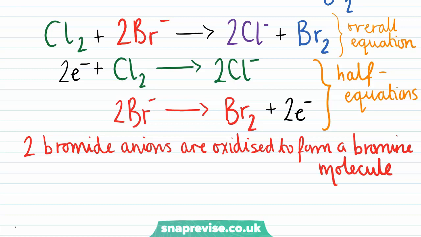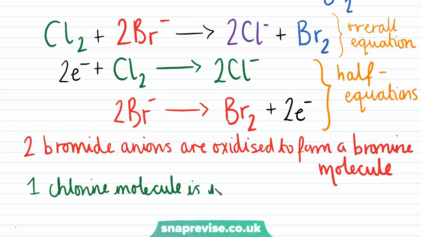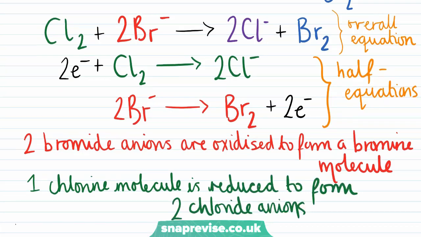But we described displacement reactions as redox reactions, meaning that reduction must also be happening simultaneously. And this is exactly what we can see if we look at the half equation for chlorine. Each of our chlorine atoms is gaining an electron in order to form a chloride anion. And we therefore say a chlorine molecule is reduced in order to form two chloride anions. Therefore, we've obtained half equations from our overall ionic equation, and these half equations allow us to see which substances have been oxidised and which have been reduced, and that both processes happen at the same time in this displacement reaction.